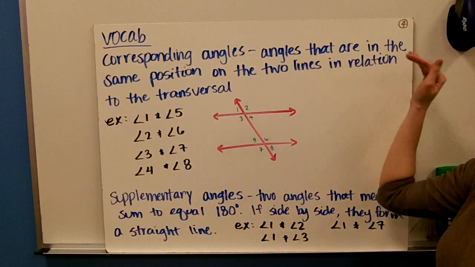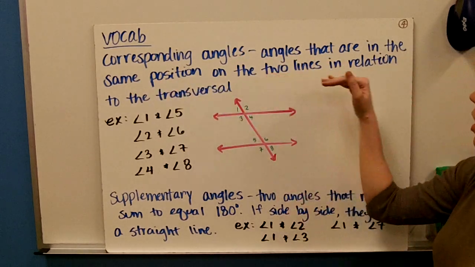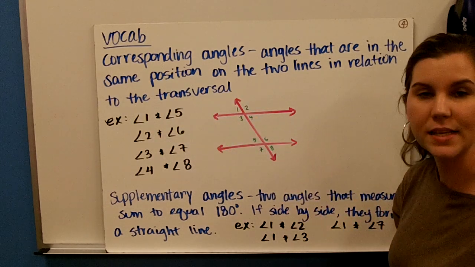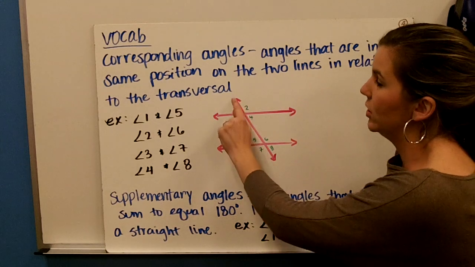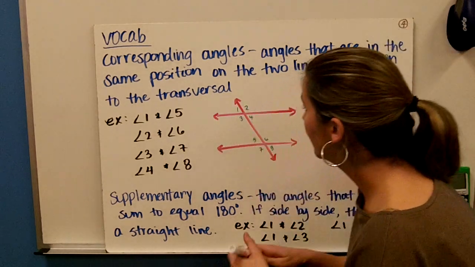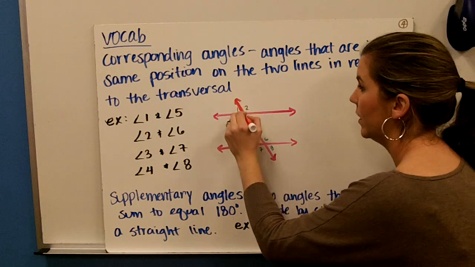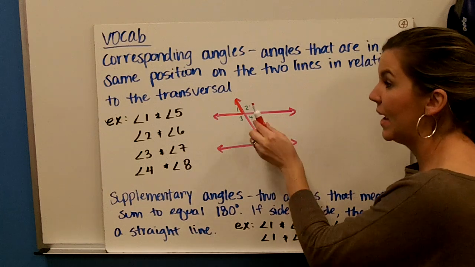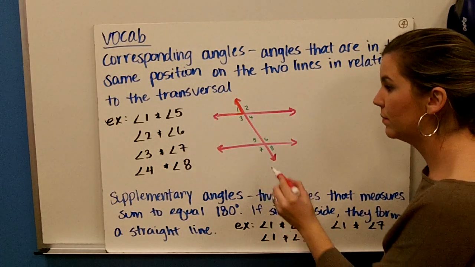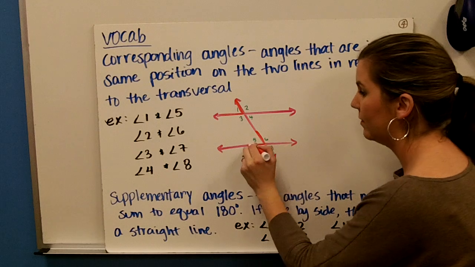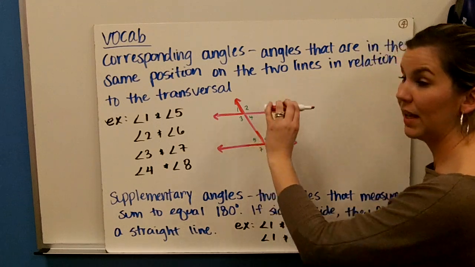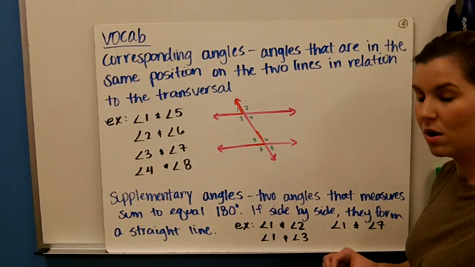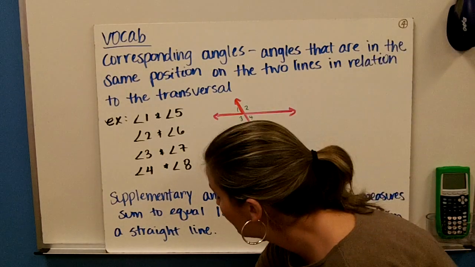Corresponding angles: angles that are in the same position on the two lines in relation to the transversal. In the same position. So, look at angle 1. Here's angle 1. It is above line A, and it's on the left side of the transversal. Look at angle 5. It is above line B and on the left side of the transversal. Those angles are called corresponding angles.